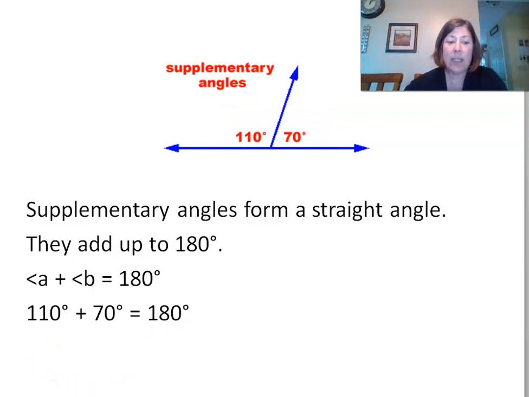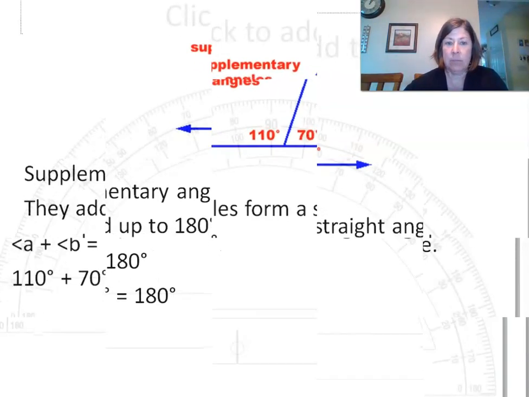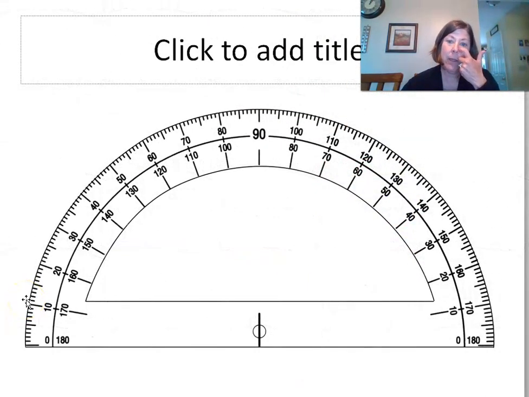So now let's look at an example on the protractor. So now let's use our protractor again and do an example of supplementary angles that add up to 180 degrees. So first thing I'm going to do is to get my straight angle out there.